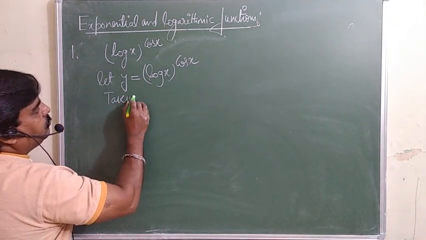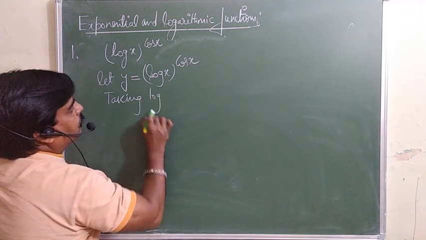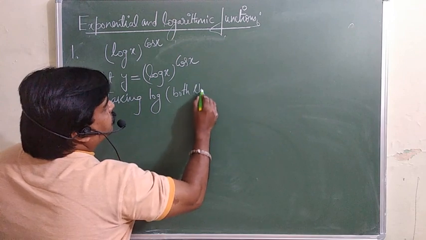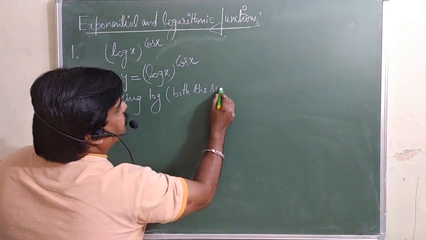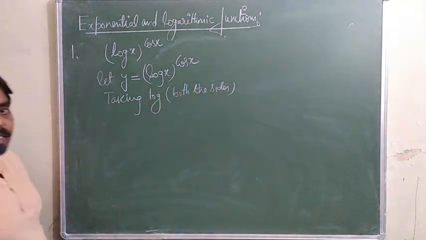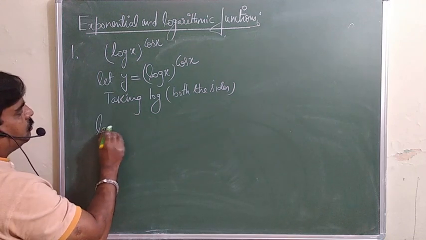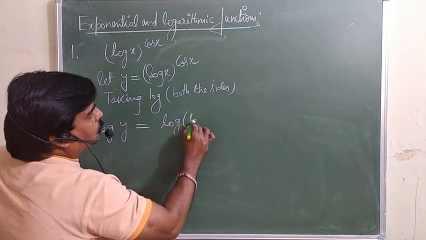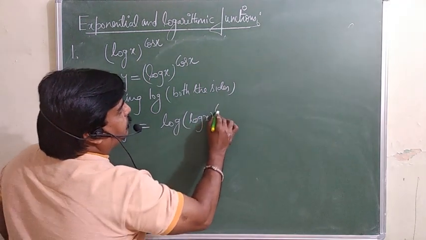Taking log of both the sides. You are supposed to take the log of both the sides. So if you take the log of both the sides, what will you get? Log y is equal to log of (log x) whole raised to the power cos x.